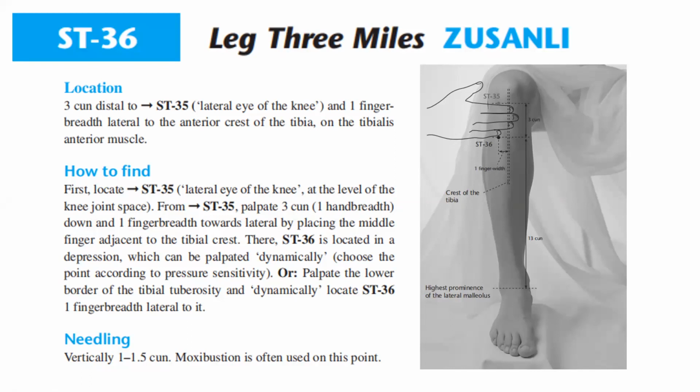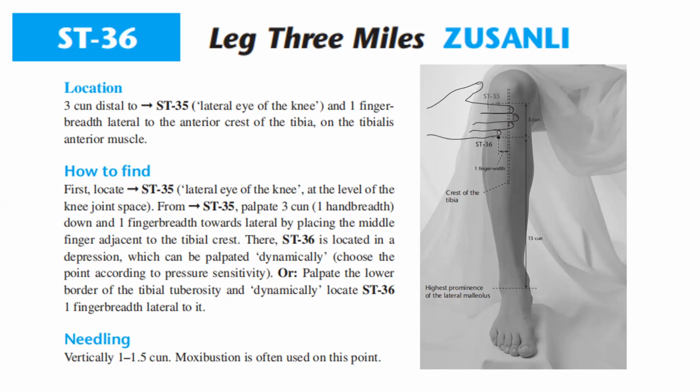How to find? First, locate stomach 35, lateral eye of the knee at the level of the knee joint space. From stomach 35, palpate 3 cun, 1 hand breadth down and 1 finger breadth towards lateral by placing the middle finger adjacent to the tibial crest. There, stomach 36 is located in a depression which can be palpated dynamically. Choose the point according to pressure sensitivity, or palpate the lower border of the tibial tuberosity and dynamically locate stomach 36 1 finger breadth lateral to it.